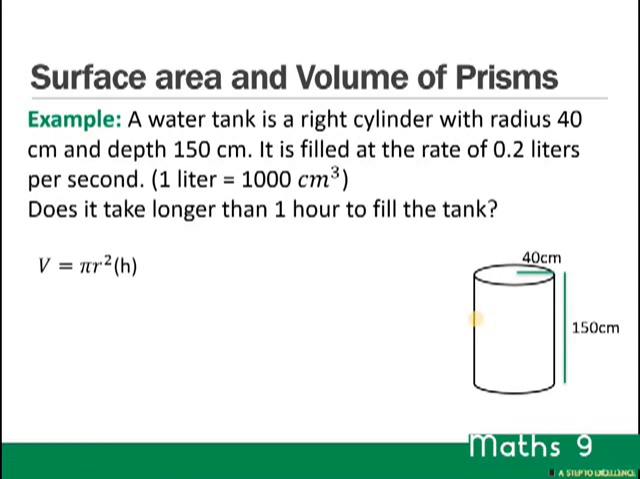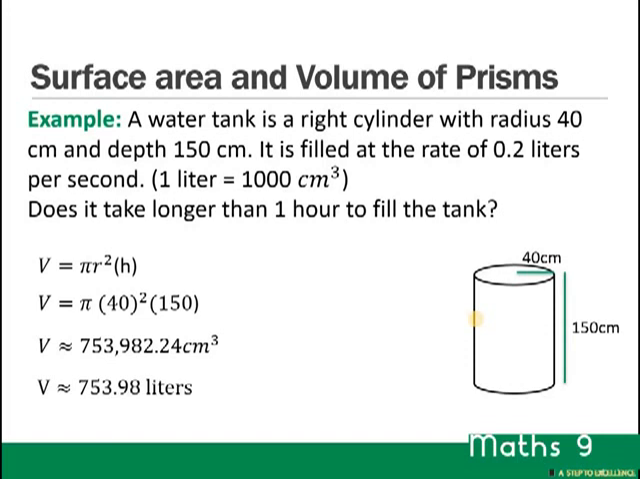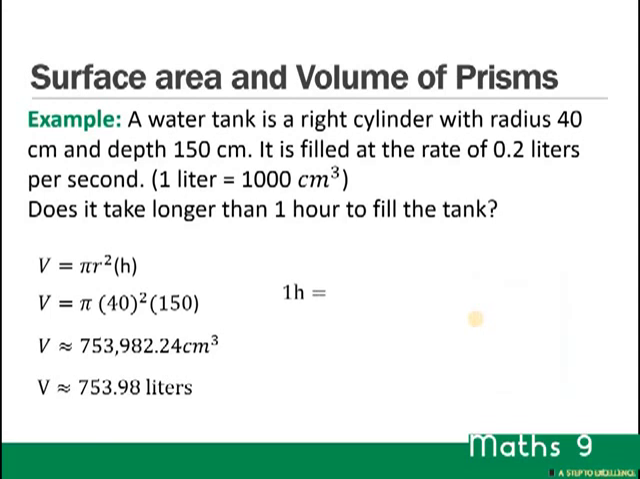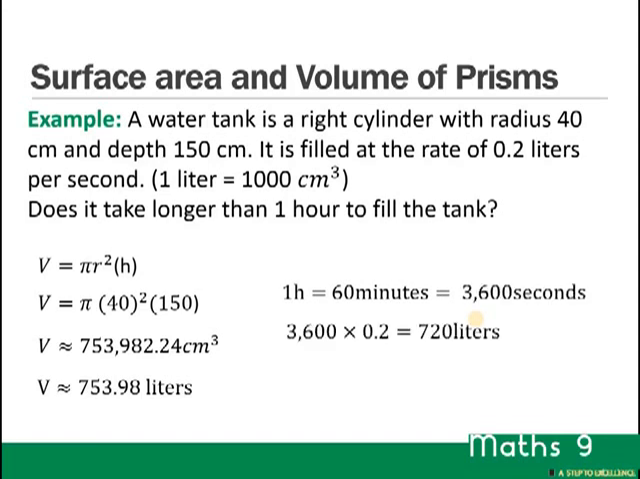The volume is pi r squared times h, which is pi times 40 squared times 150, which is 753,982.24 centimeters cubed, which is approximately 753.98 liters. Now let's have a look at how much water we can get into the tank in 1 hour. 1 hour is 60 minutes, which is 3,600 seconds. Each second we can fill 0.2 liters, so 3,600 times 0.2 is 720 liters altogether. So yes, it does take more than 1 hour because we actually need to fill more than 720 liters.